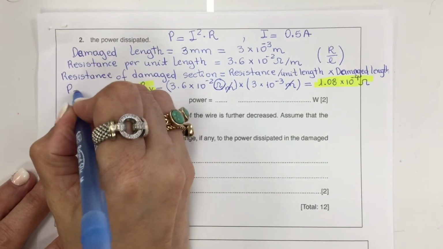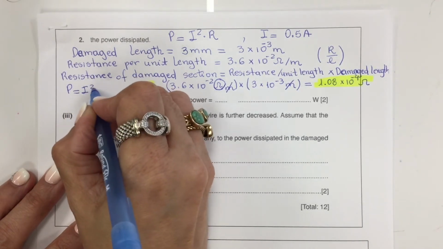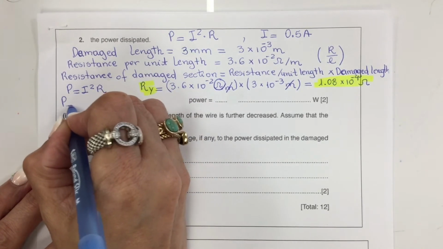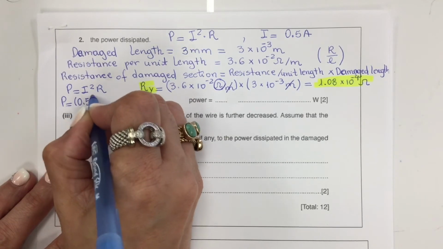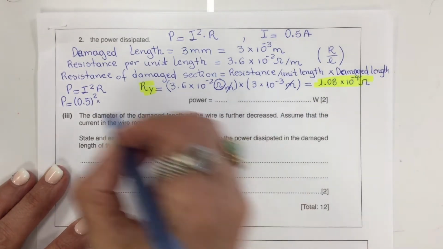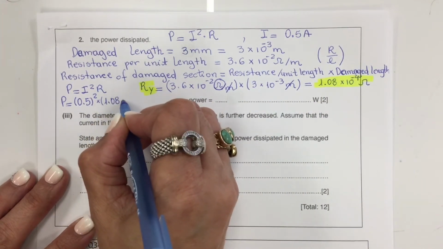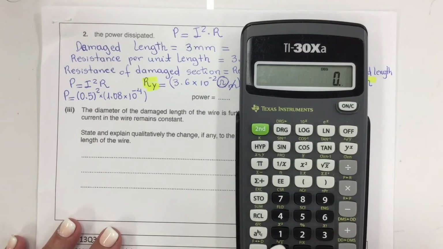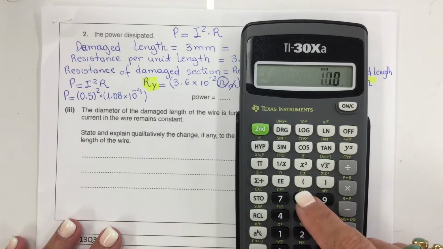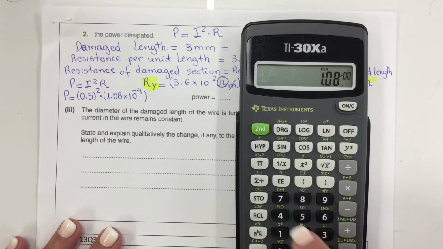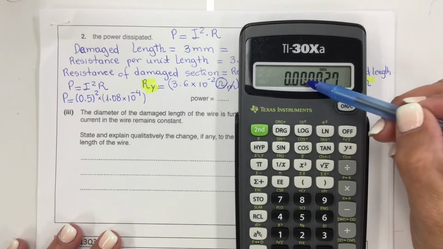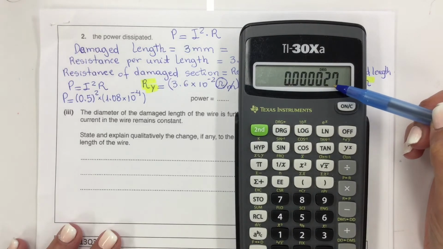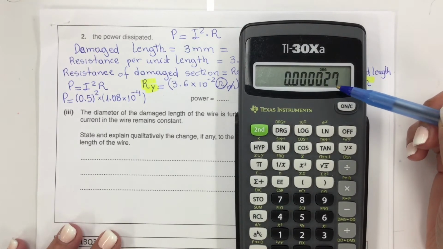Now I can calculate the power dissipated in this damaged section. So P is 0.5 squared times 1.08 times 10 to the negative 4. So 0.5 squared times 1.08 times 10 to the negative 4 is 2.7 times 10 to the negative 5.